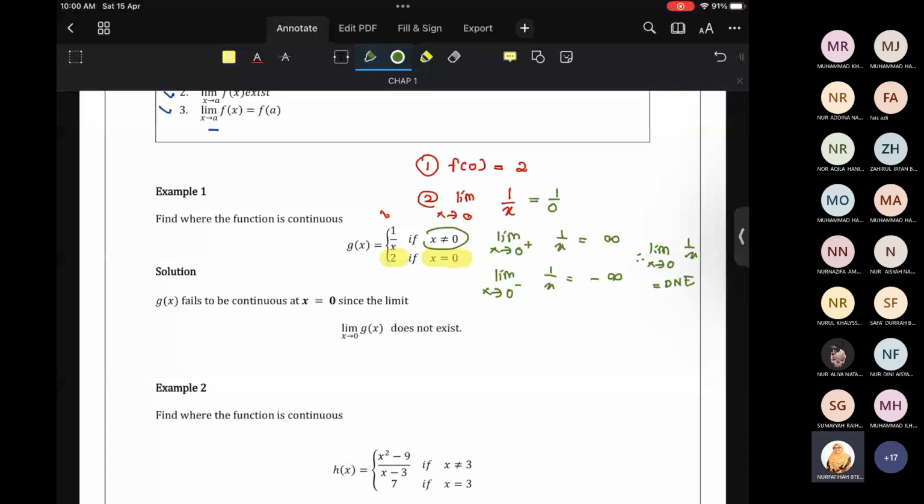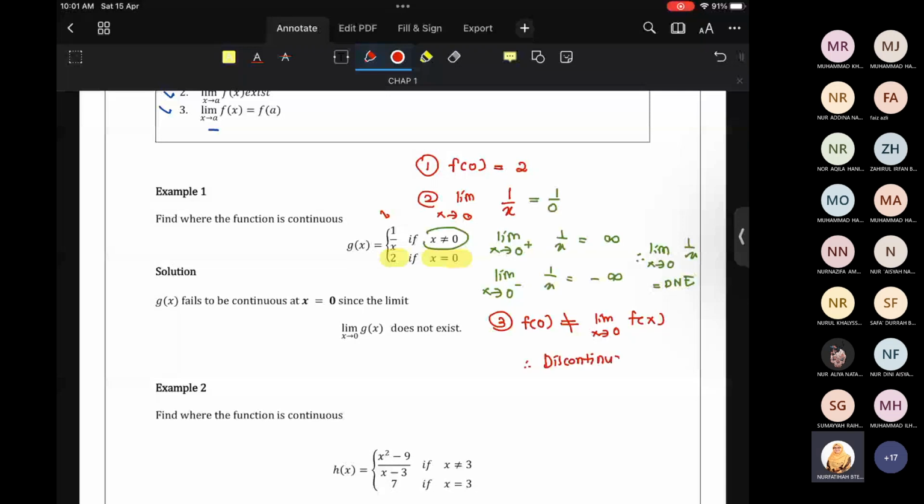Okay. So number 3, baru you buat conclusion. Okay, number 3, let's do the conclusion. Since our f(0) is not equal to the limit x approaches 0 for our f(x), so is it continuous ataupun discontinuous? Dia ialah discontinuous. Okay.